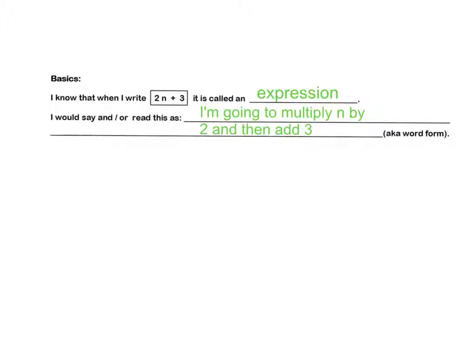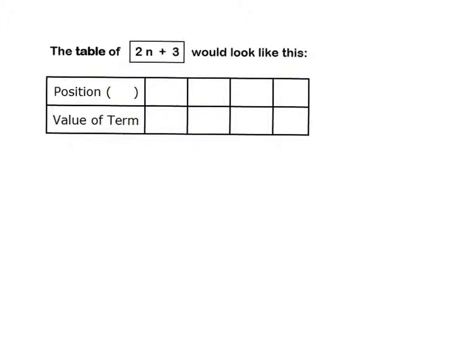And so this "I'm going to" part right here just helps us get into the right frame of mind when we're trying to get the word form. They don't really call it that, but that's just a good way to say it. What they say is, how do you read it, or how would you say it? And so just a simple way to say that is word form. So here we have the table, and it says the table of 2n plus 3 would look like this.